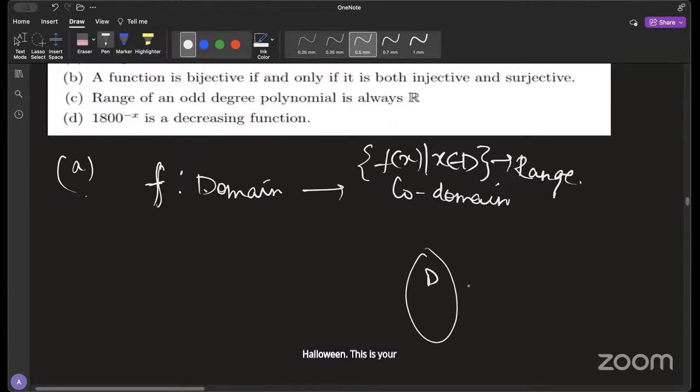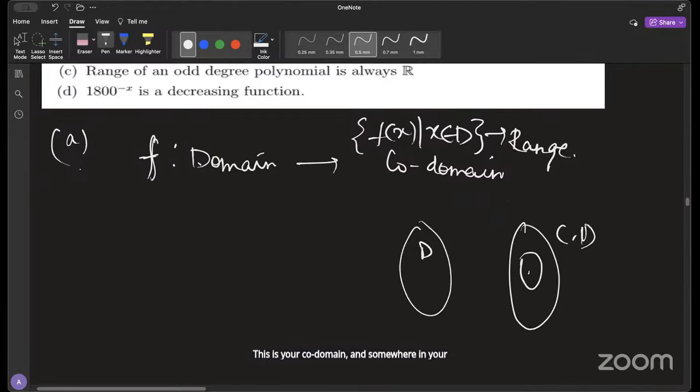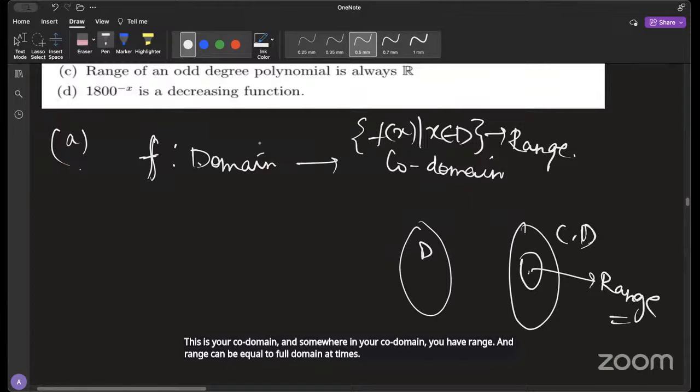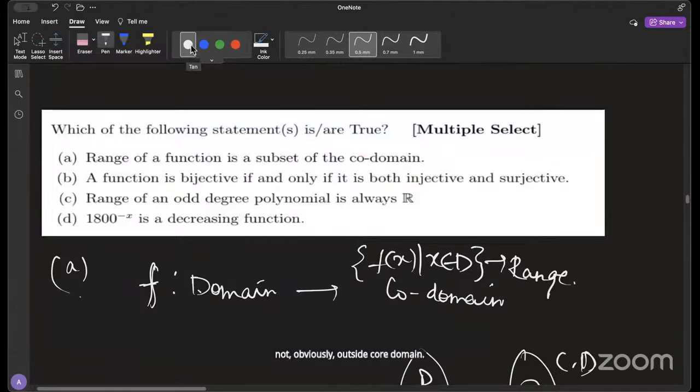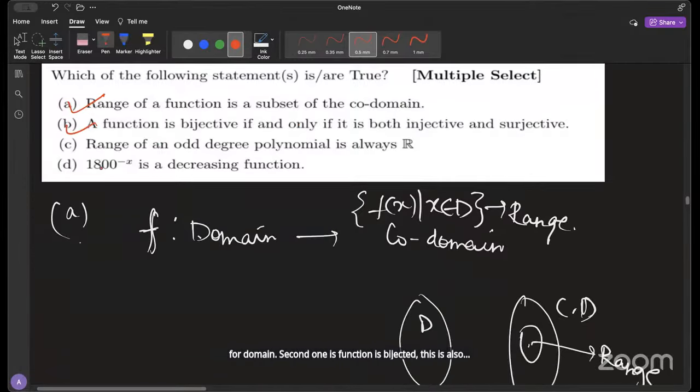This is your domain, this is your codomain, and somewhere in your codomain you have the range. The range can be equal to the codomain, but obviously not outside it. So the first option is correct: it is a subset of the codomain. The second one is, function is bijective. This is just definitions. Let's come to the other two options.